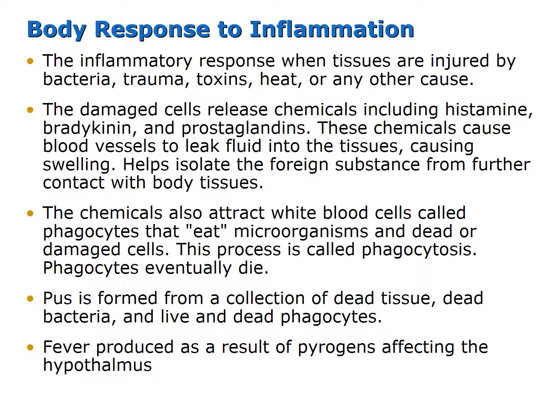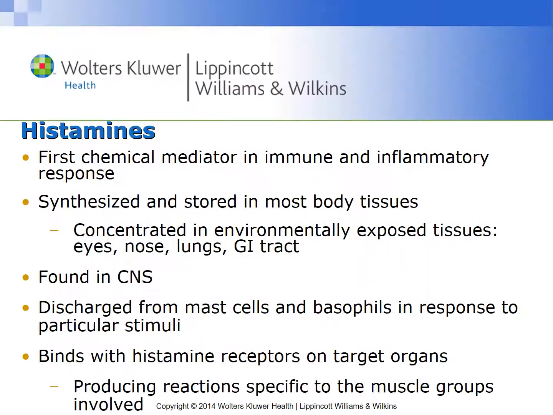Actually, to date, there are 4 types of histamine. They refer to them as H1, H2, H3, and H4. But for this unit, we're going to focus on the histamine 1, H1. So, what are histamines? What in the world are these things that we're talking about? They are the first chemical mediator to respond in the immune and inflammatory response.